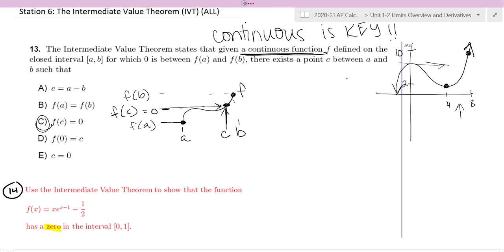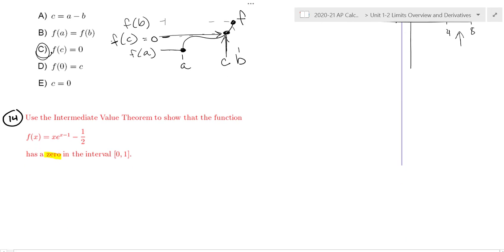So now let's take this, that was more theoretical, and let's do some specific values. This next question says, use the intermediate value theorem to show that the function f of x equals x times e to the x minus 1, minus 1/2, has a 0 on the interval 0, 1. So the first thing we need to do is prove that this function is continuous. So I'm going to look at all the data that's shown here. Here's an e to the x, that's an exponential growth. It looks like it's shifted to the right a little bit and then it's moved down 1/2.